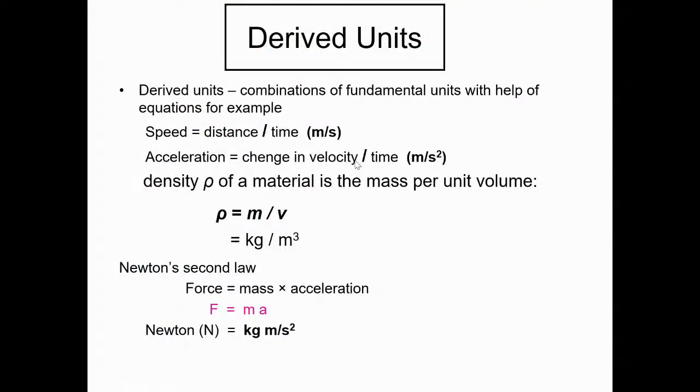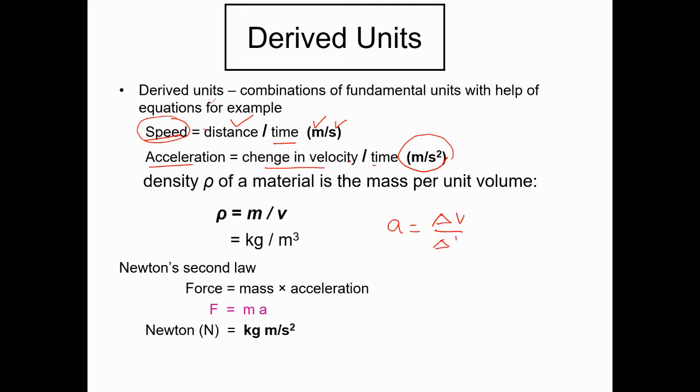Now, these derived units we already studied. If you want to find speed, we know the formula for speed is distance over time, and the unit for distance is meter and the unit for time is second. So you use the two fundamental quantities to get derived quantities. Also, the acceleration formula is change in velocity divided by time: delta v over delta t.